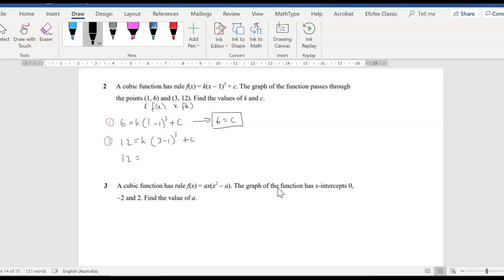All right, so let's just simplify this bracket. So 3 minus 1 is 2. 2 cubed is 8, so I'm going to have 8k. And remember, c is equal to 6, so I can put 6 in there. Then we're just solving for k. So I'm going to take 6 from both sides.